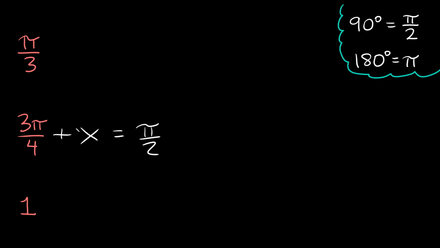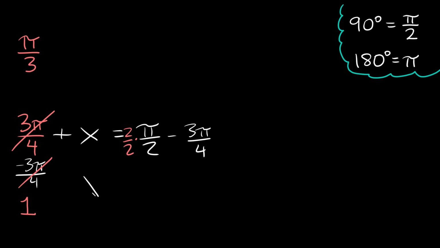All right, so to solve for x, again, we can get rid of this 3 pi over 4 by subtracting 3 pi over 4 from both sides. So on this side, they cancel out. And we're left with x is equal to pi over 2 minus 3 pi over 4. So again, you can see the denominators don't match. So one thing we can do here is just multiply this fraction by 2 over 2, right? Because then you'll see we'll have a 4 over here to match the 4 that we already have over here.